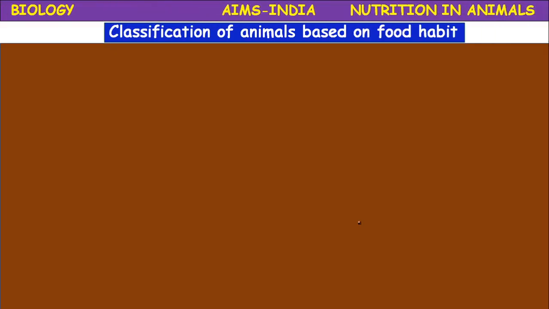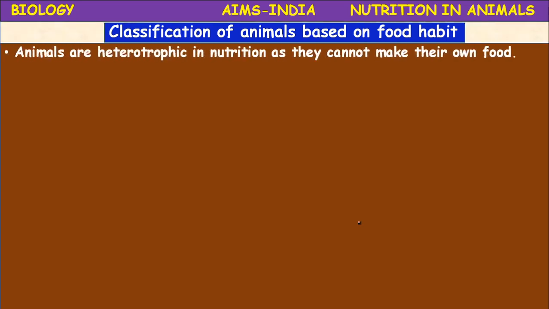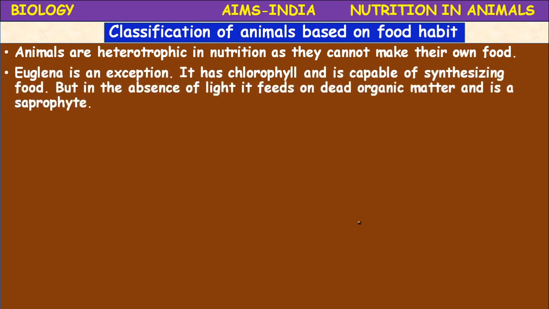Let us classify the animals based on the food habit. The animals are heterotrophic in nutrition. Why? Because they cannot synthesize their own food. One exception is there, that is Euglena. It is also a unicellular microscopic organism. It has chlorophyll and it is capable of synthesizing its own food. But in the absence of light, it feeds on dead organic matter and is a saprophyte. The Euglena is a connecting link between animals and plants. It shows both animal characters as well as plant characters. It is a protist.